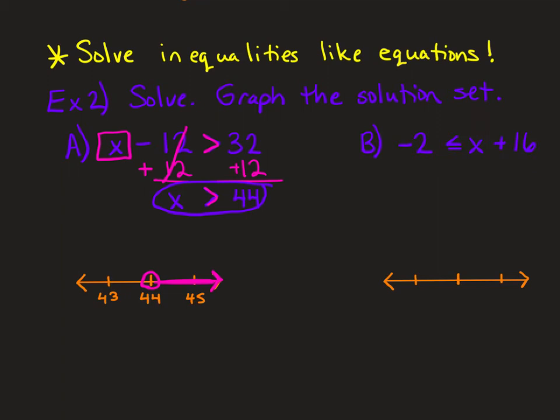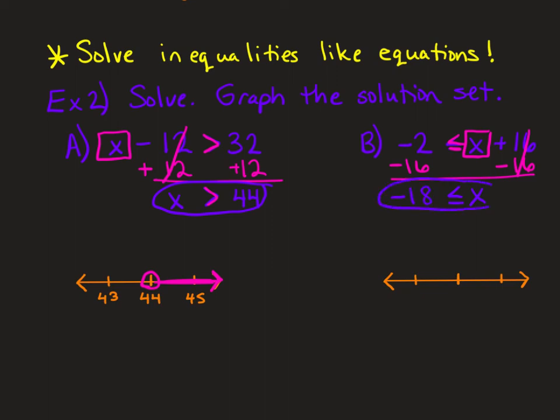Part B, -2 is less than or equal to x plus 16. Once again, we're trying to get x by itself. We look and see at the inequality symbol what's on the same side with x, and that's a plus 16. So to get rid of that term, we always get rid of terms by adding or subtracting, so I'm going to subtract 16 from both sides because 16 minus 16 is 0. They cancel. That way x is by itself on that right side. And then -2 minus 16 is -18.